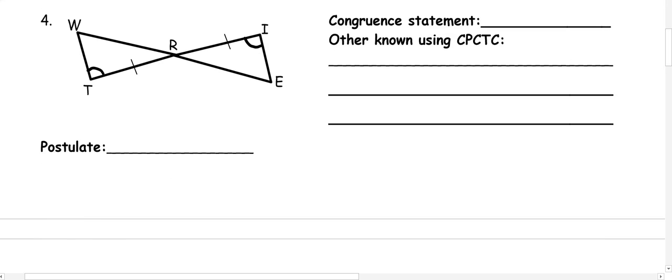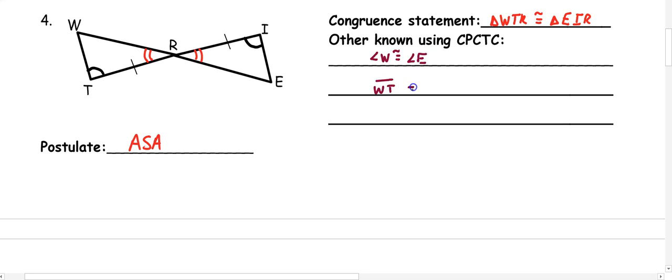Number 4, looking at the triangle, we can also mark again vertical angles because it's a bow tie problem. This time we have angle side angle because the side is touching both angles. So we have triangle WTR is congruent to triangle EIR. And now that we've done that, we can use CPCTC. So we know that angle W is now congruent to angle E.